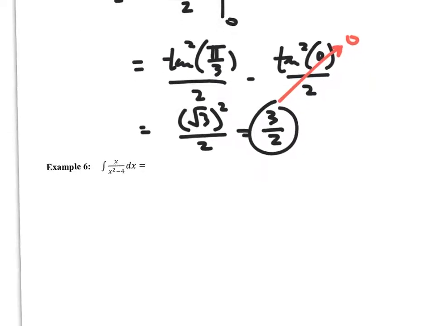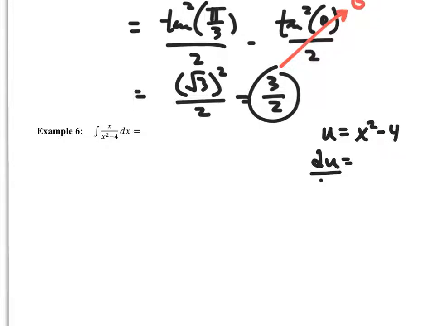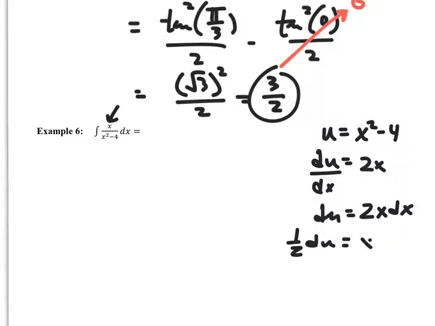Alright, one last question here. This is a classic. Okay, I see it right away. You want to find the more complicated of the two. I'm going to call u x squared minus 4. This isn't going to work out perfect because we'll have a constant with us at the end, but that's okay. So I get 2x. I'm not seeing a 2x in the numerator, so I know I'll have a constant. So I have 2x dx equals du. Therefore, 1/2 du equals x dx. So I can substitute for x dx, I can substitute 1/2 du.